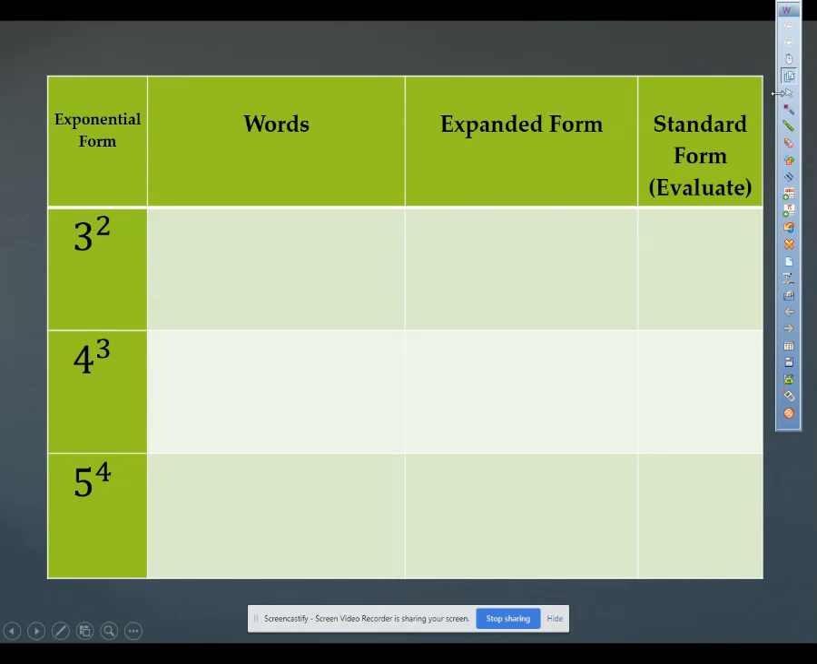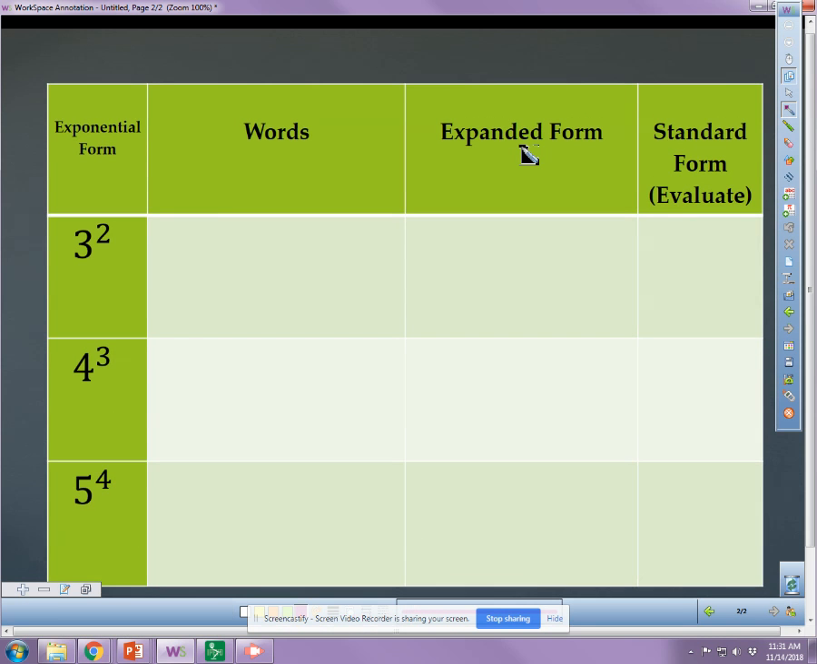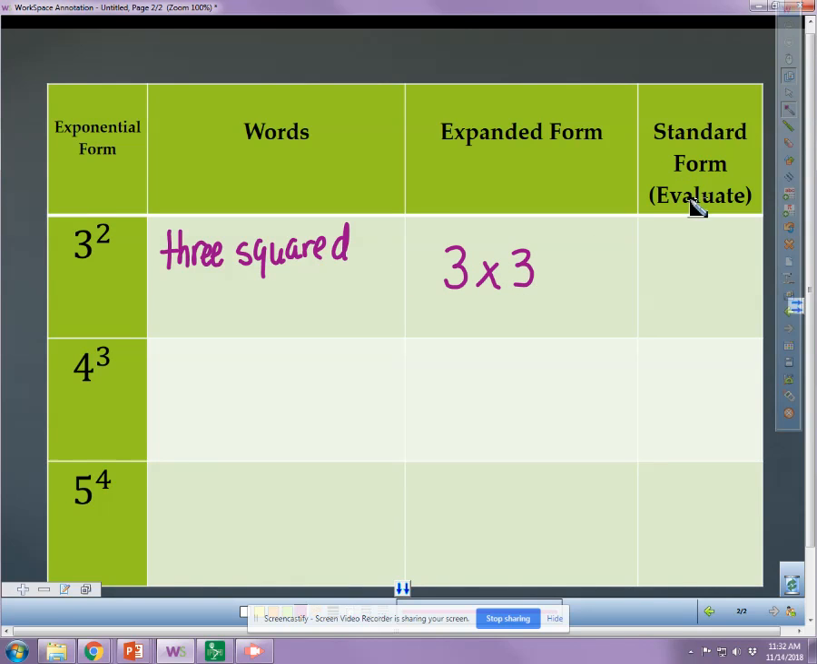All right, so let's look at some examples. On our first example, we have 3 with the exponent of 2. If we were going to write that using words, we would put 3 squared, since the exponent is a 2. Expanded form is just writing it as a multiplication problem. So 3 times 3. Standard form just means we solve it, and 3 times 3 is 9.